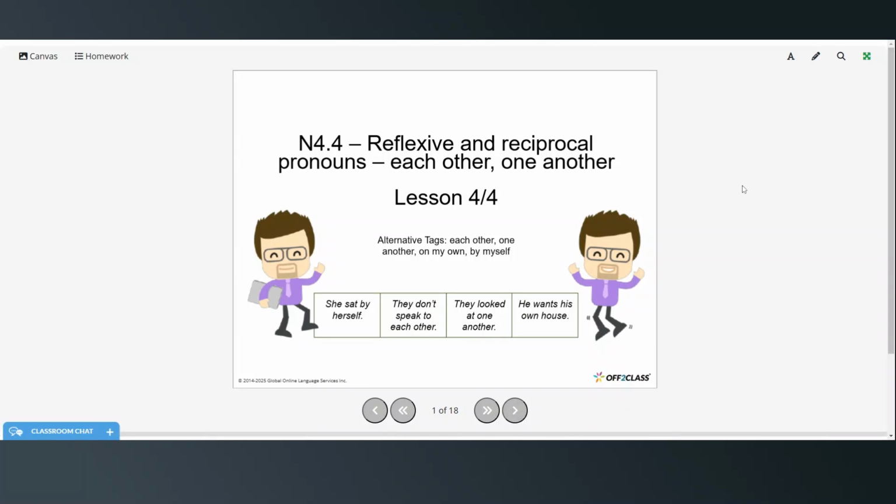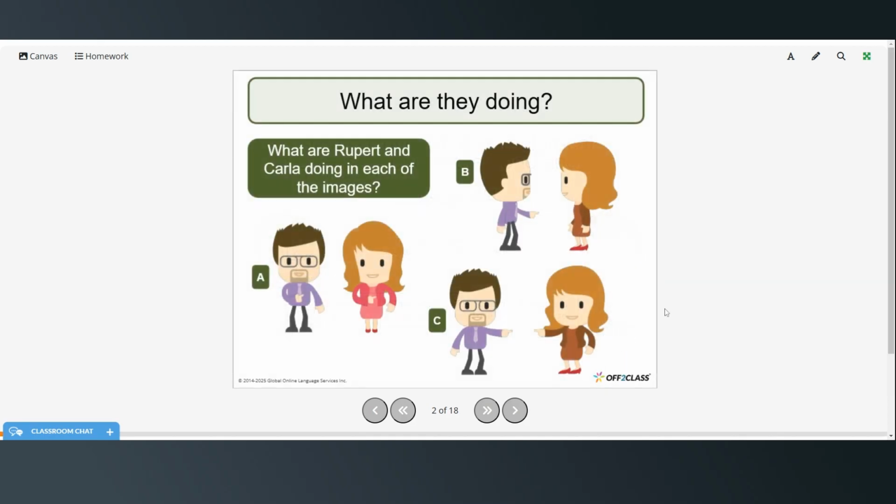This is a B1 level grammar lesson, and today we're going to be talking about both reflexive and reciprocal pronouns. So what are they doing in each of these pictures?